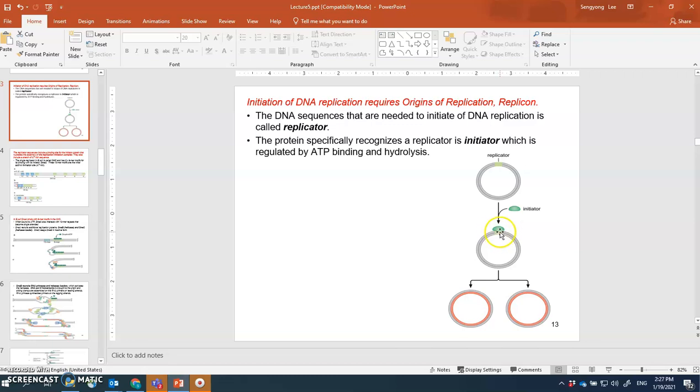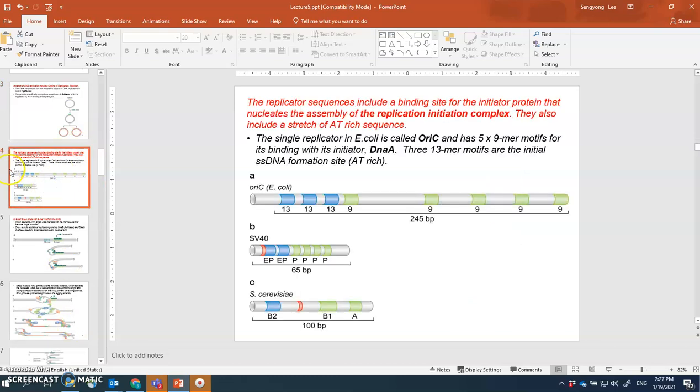Okay, the replicator is a DNA element, and the initiator is a protein element. The activity of the initiator is regulated by ATP binding and hydrolysis. That's what it says. Typically, in the replicator DNA element there are certain unique sequence bits found. Especially if you look at E. coli, we call the replicator sequence the oriC region, and typically in E. coli oriC there are these repetitive sequence elements.